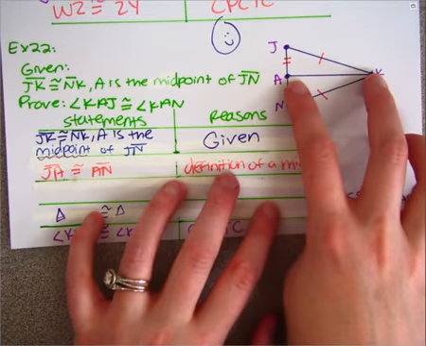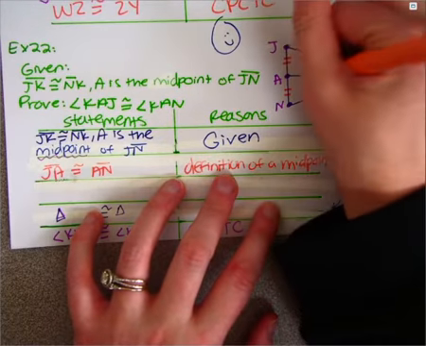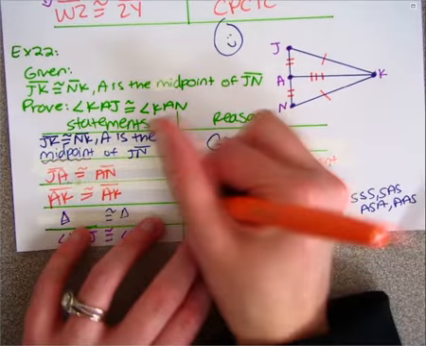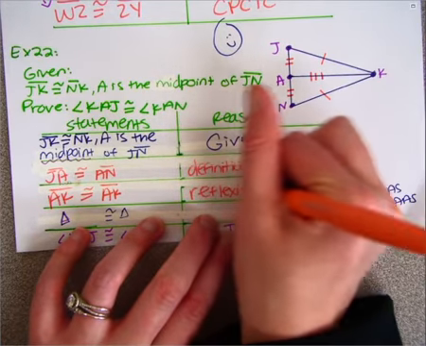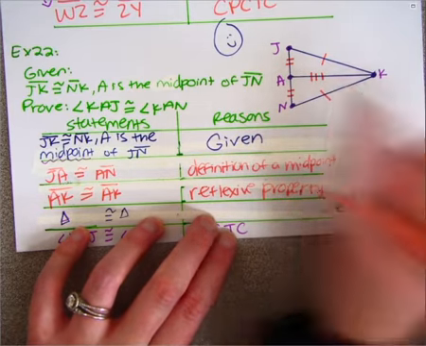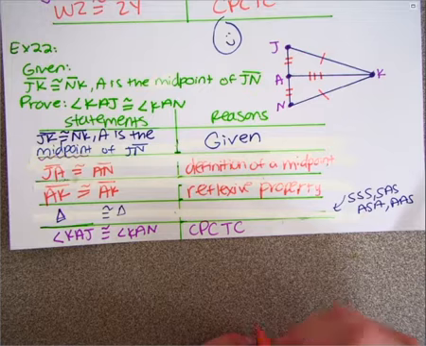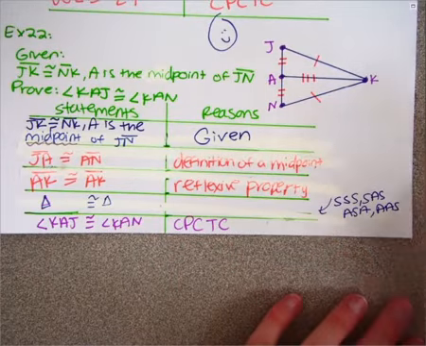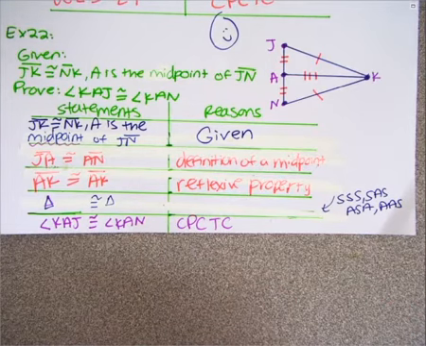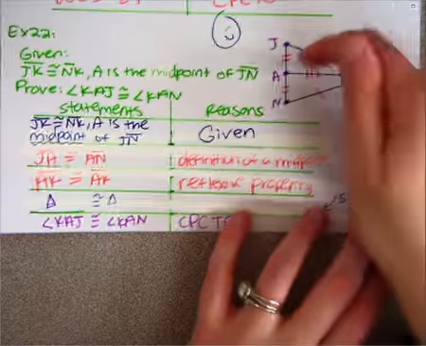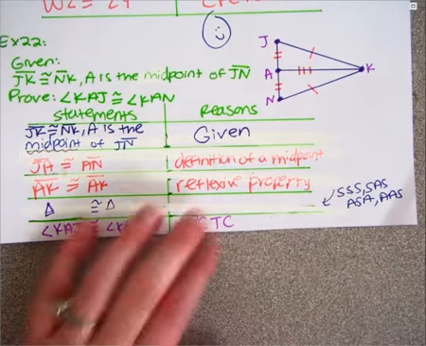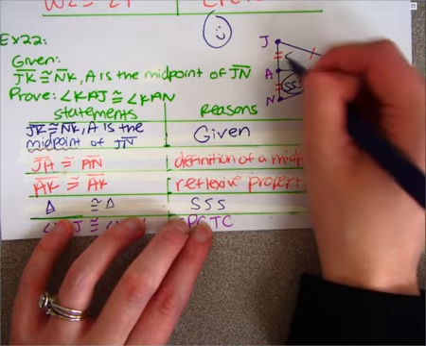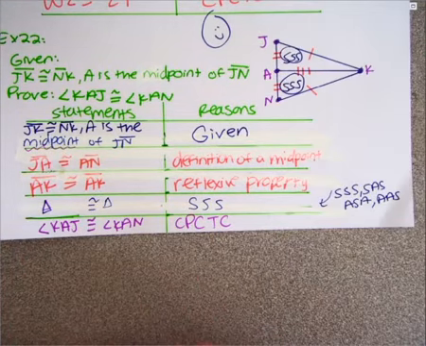Well, AK does have a shared side, so I can say A to the K is congruent to A to the K because they have a shared side. So this is the reflexive property. I'm trying to color coordinate this, but I'm failing, but it's going to be okay. Now I have 3 parts of my picture that are marked congruent. How do you think these 2 triangles are congruent? Correct, you guys, it is by side, side, side. I got 3 sides. So I know the 2 triangles are congruent by side, side, side.